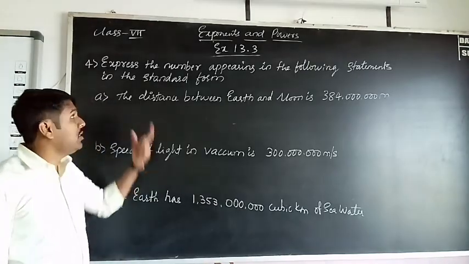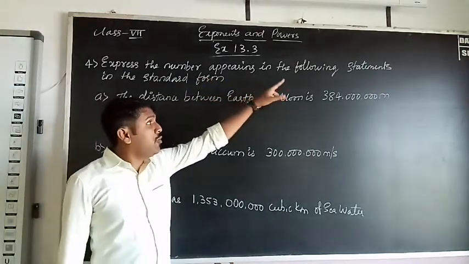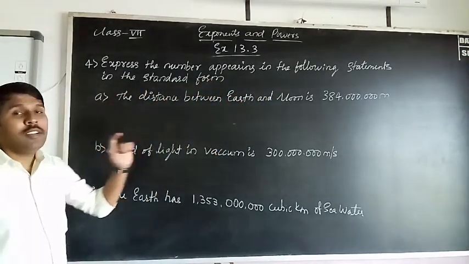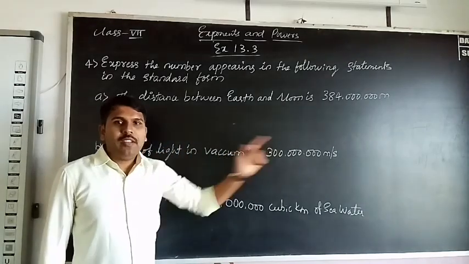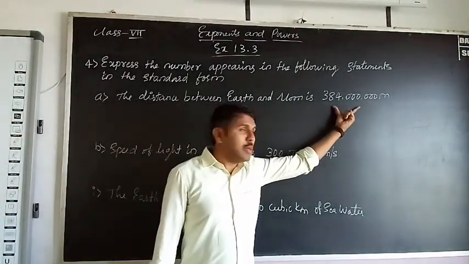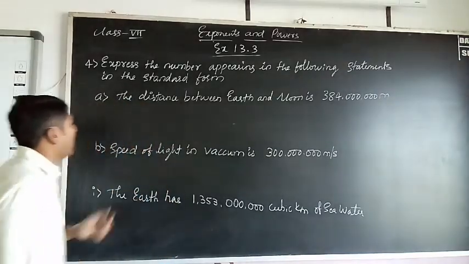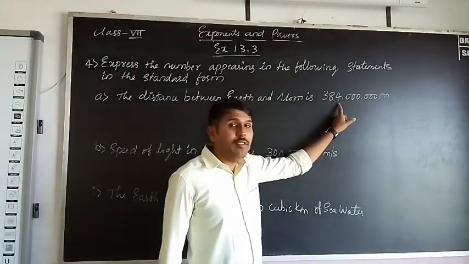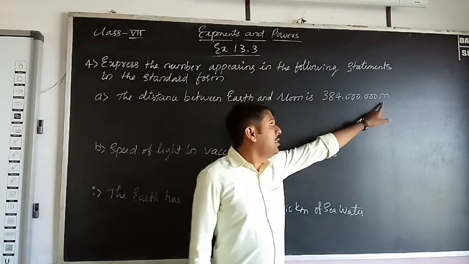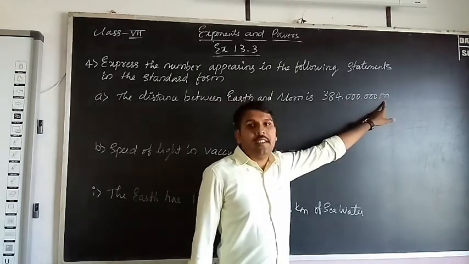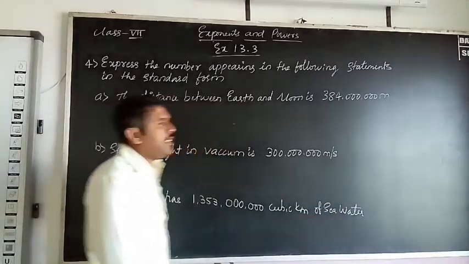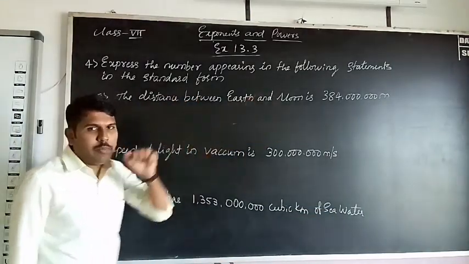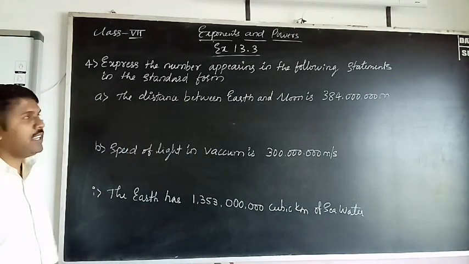Next, fourth question. Express the number appearing in the following statements in the standard form. So the first one, the statement is given. Only write down this number in standard form. Okay, so what is that number? 384 million meter. So this is meter. That is the unit. So the distance unit is meter. That's why they have given meter. So what is that number?